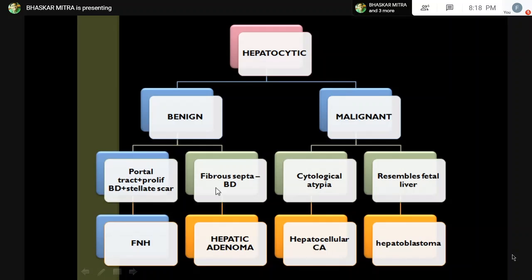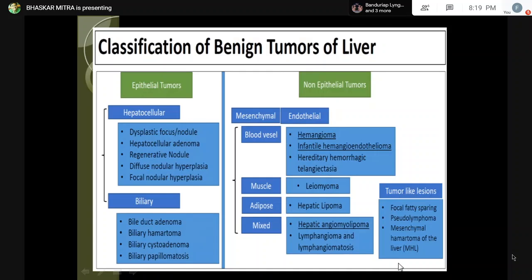If the fibrous septa are not there, and there is no bile ductular proliferation, only nodules of hepatocytes, we consider this a hepatic adenoma. If it is malignant, with hepatocytes showing more and more cytological atypia, we might be dealing with a hepatocellular carcinoma. And if the hepatocytes resemble fetal liver tissue, we may be dealing with a case of hepatoblastoma. So this is about the hepatocytic proliferation.